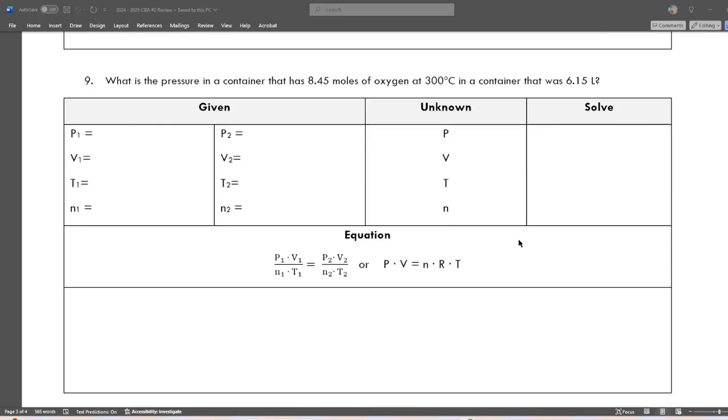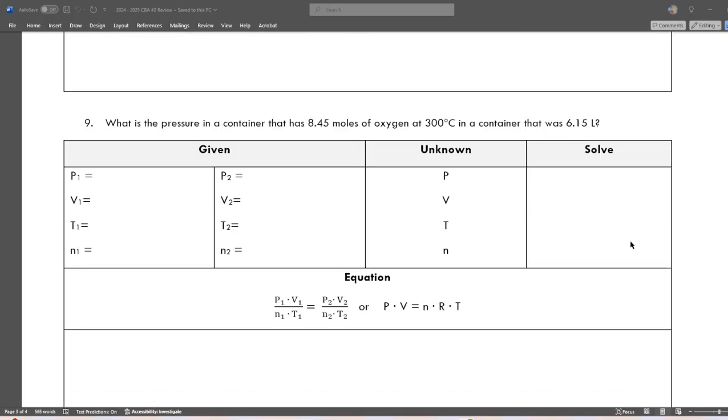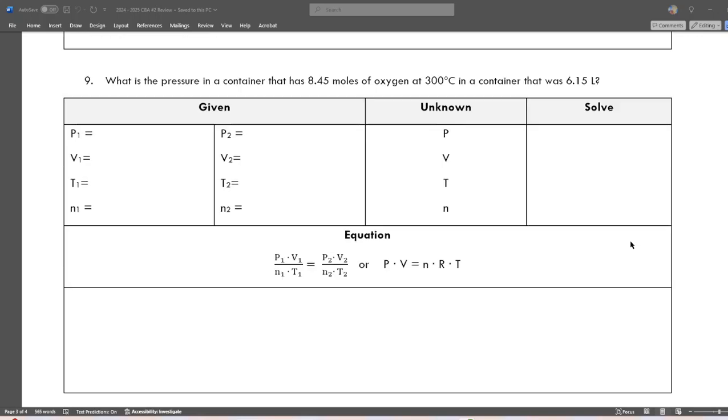It says, what is the pressure in a container that has 8.45 moles of oxygen at 300 degrees Celsius in a container that was 6.15 liters? All right. So on this one, automatically, we got to get rid of this. We never use Celsius. If you see Celsius, you automatically change it. So we said we need to change it to Kelvin.